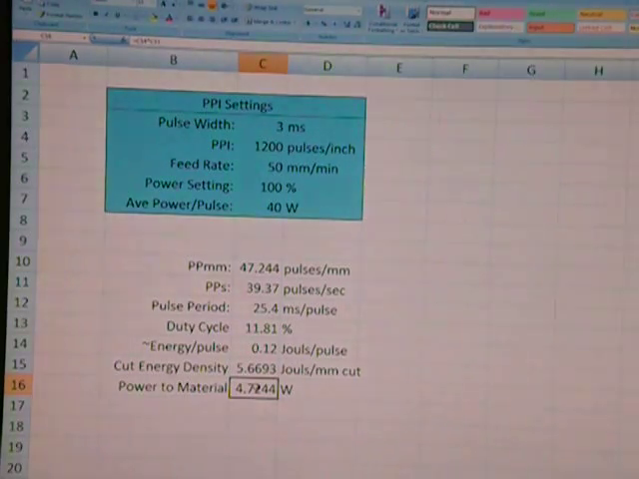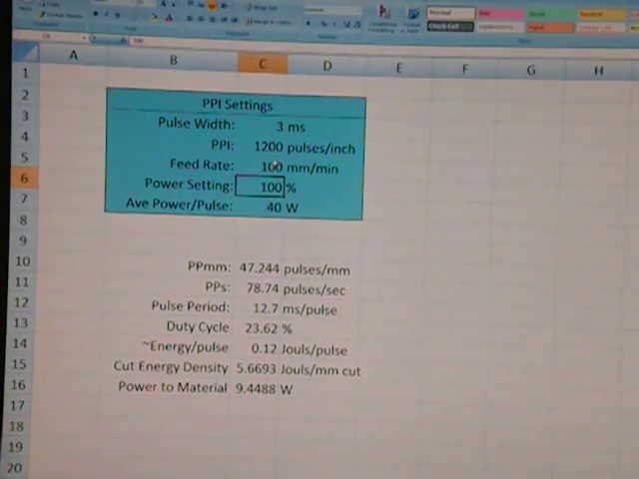And to elucidate that a little further, I have two examples of materials that I've cut, and all I've done is change the feed rate. So if I go ahead and set that to 100, you can see that my cut energy density didn't change, because that's only related to the PPI, the power setting, and the average power per pulse, really. That's basically all it's related to. But my power delivered to the material increased. It doubled. If I went back to 50, it's about 4.7. If I go to 100, that's just about 9.5. And that makes a big impact on the quality of the cut.